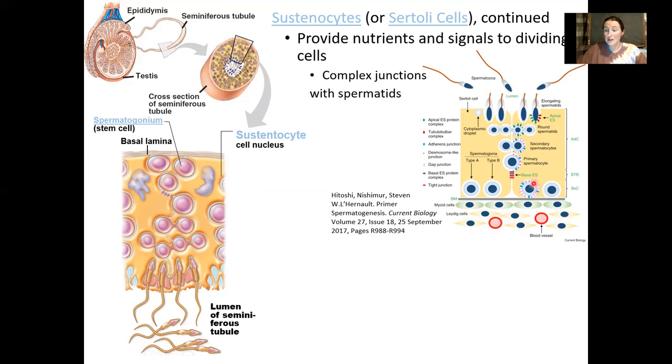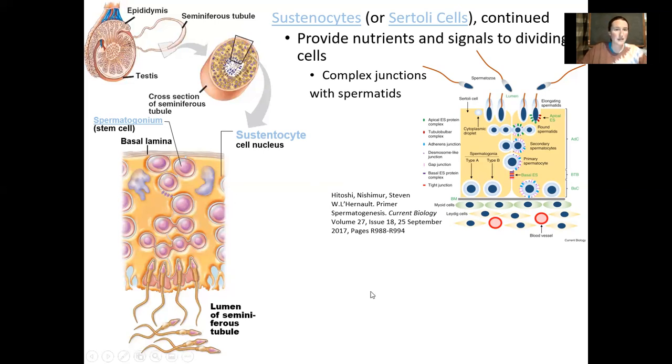As we can see, there are some complex junctions, so some complex proteins that are more or less binding and allowing these developing cells to interact with the sustentacular cells. This allows for direct communication back and forth with chemical signals as well as nutrients, water, etc., to actually sustain and nourish the growing sperm.